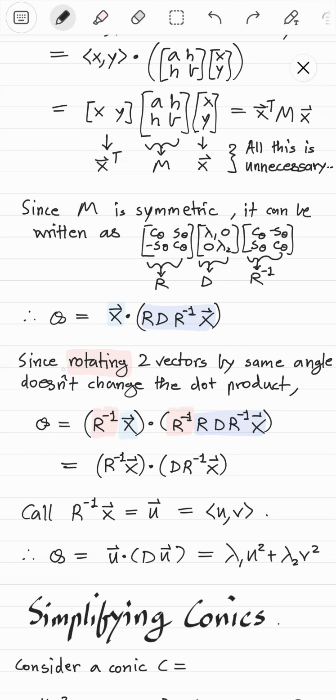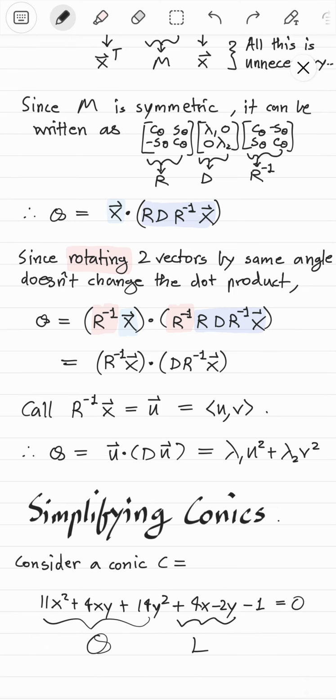What that means is that you can use this, and R inverse R is just the identity matrix. So this basically becomes R inverse x vector dotted with the diagonal matrix applied on R inverse x vector. Now let's call R inverse x vector the u vector, which can be written as (u, v). And there you go, you can write q as the u vector dotted with the diagonal matrix applied on the u vector. But now we know what the diagonal matrix actually is. It's just lambda 1, lambda 2. So this basically becomes lambda 1 u squared plus lambda 2 v squared.